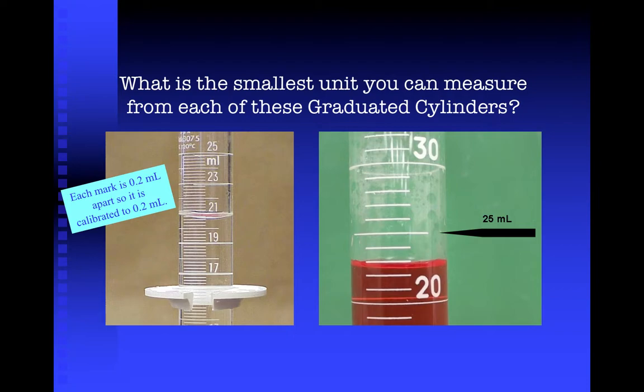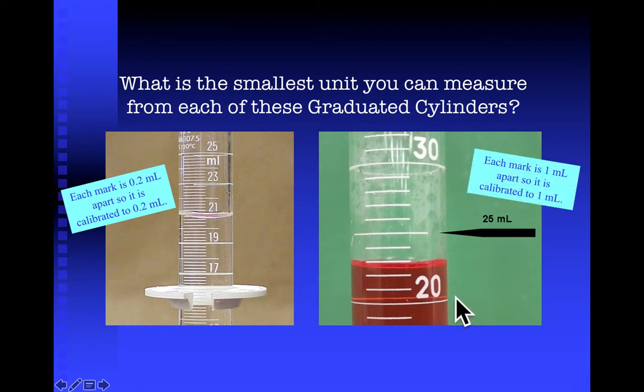cylinders. So on this one over here, this is calibrated to 0.2 milliliters. Each of these tiny little marks is 0.2 milliliters. We know that because between 18 and 19 there are 5 marks. And so if we divide 1 by 5, then that's how we get 0.2 milliliters. Then over here on the other side, the one that has the green background, each of these marks is just worth 1 full milliliter. So this one is not calibrated nearly with as much detail as this one over here on the left.